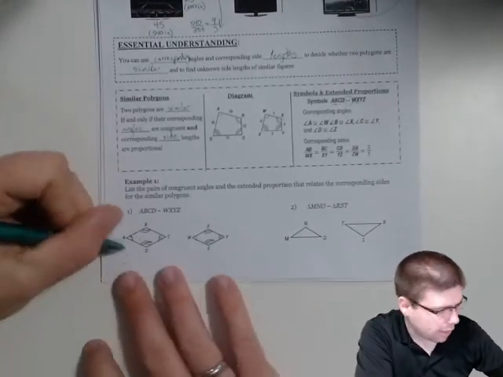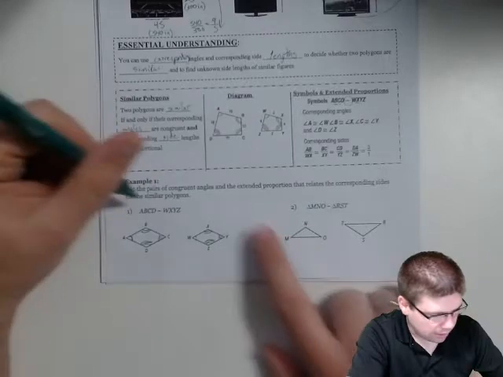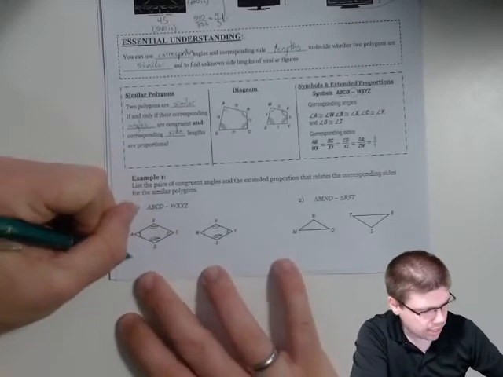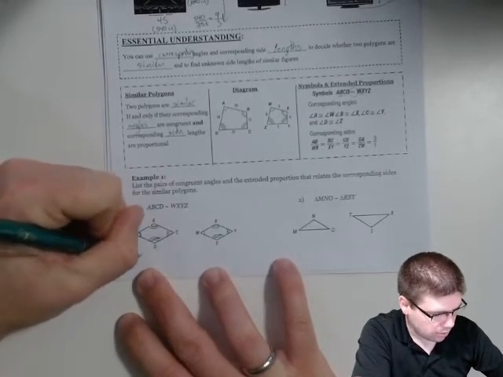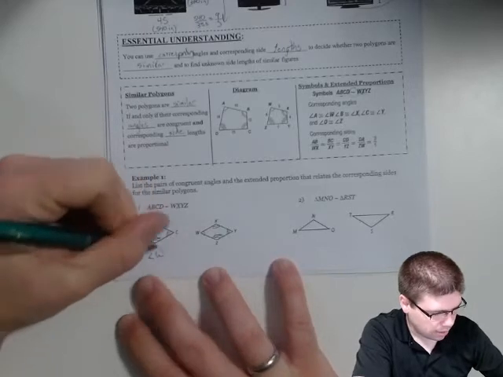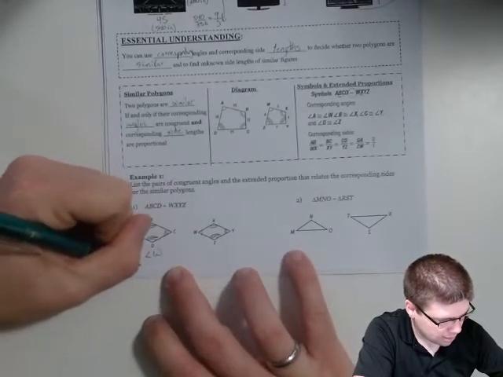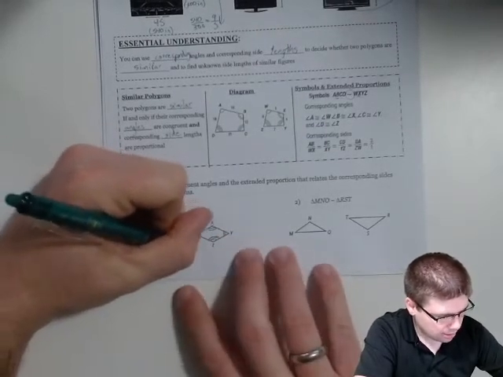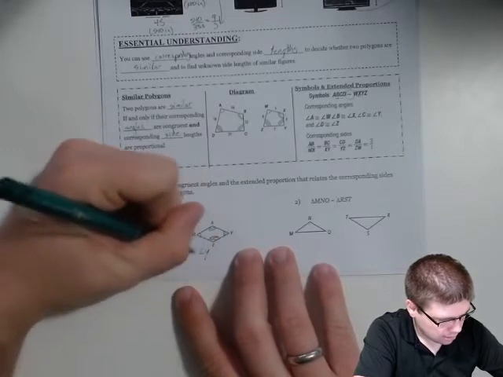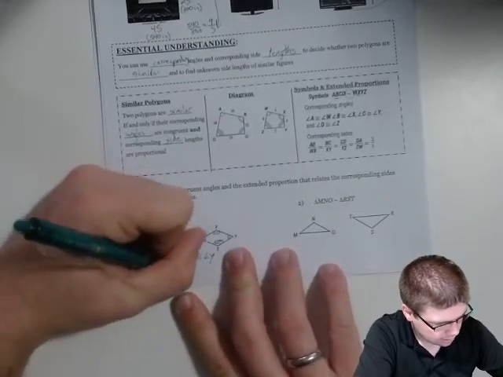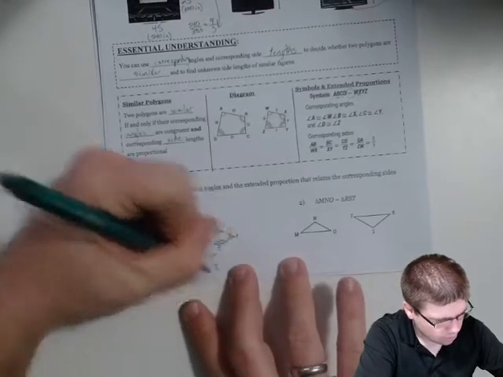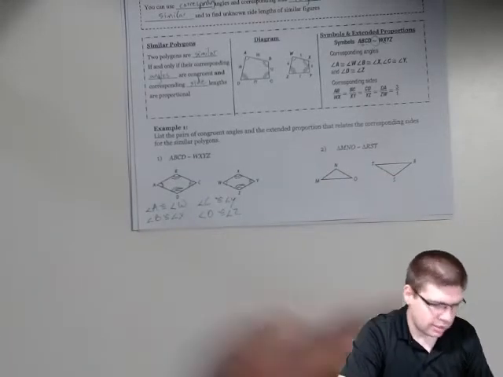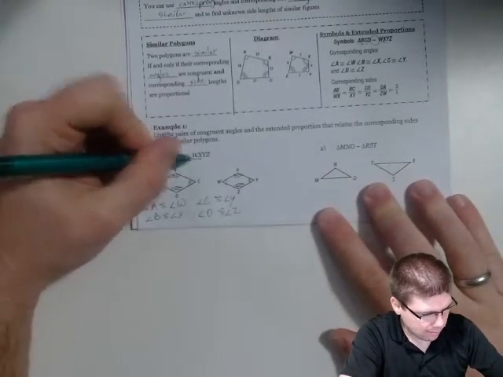So I'm going to write that out as well because they did want us to write this out. List the pairs of congruent angles and extended proportion that relates to sides. So the angles: I know angle A is congruent to angle W. I know that angle B is congruent to angle X, C to Y, and D to Z. So those are the congruences. But these figures aren't the same size. They're different sizes. And so I should have AB be proportional with WX.